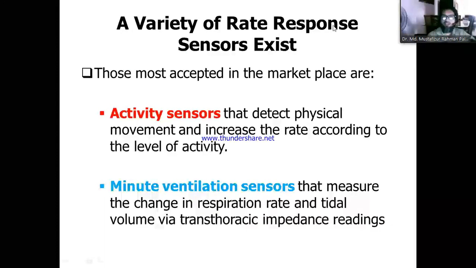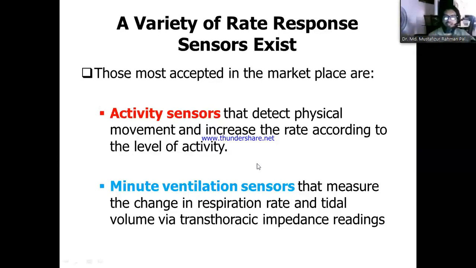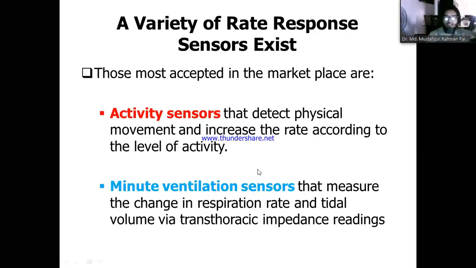It has sensors. A variety of rate response sensors exist in the pacemaker. One is the activity sensor, another name is accelerometer, that detects physical movement and increases the rate according to the level of activity. Another one is the minute ventilation sensor, that measures the change in respiration rate and tidal volume by transthoracic impedance readings. So these are the sensors. According to them, the rate response function can be done by the pacemaker.